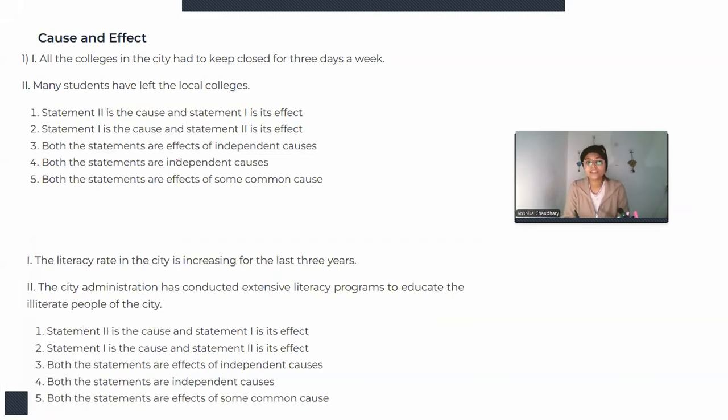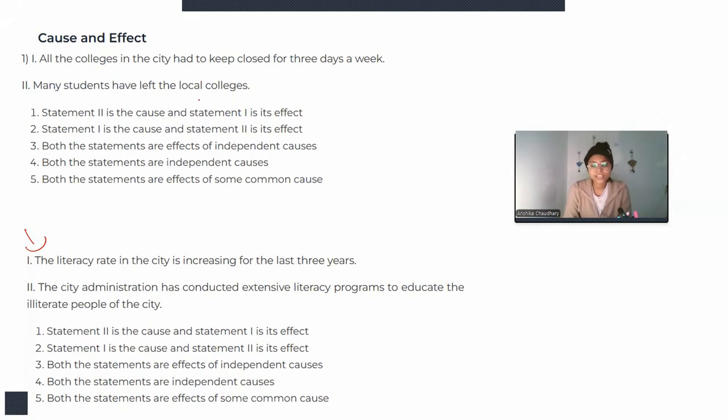So these are the questions that are really very important. And this question was asked in the Deloitte 2024 exam, right? So here the question is cause and effect. All the colleges in the city had to keep closed for 3 days a week. Many students have left the local colleges. So if we see, this is kind of an effect, that something has happened and that's why the colleges are closed, right? So this is the effect of something, right?